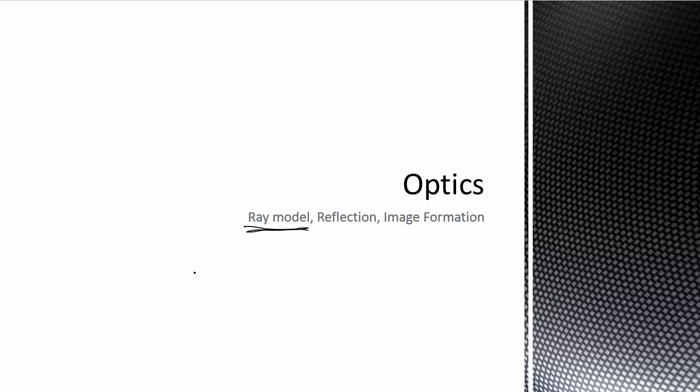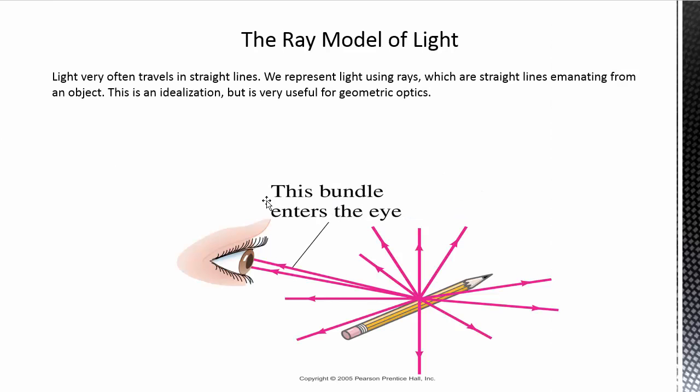We can explain how telescopes work and glasses and contact lenses and mirrors and all of these things just by thinking of light as traveling in a straight line and doing a bit of geometry. This is sometimes known as geometric optics because you just have to deal with angles and all sorts of things like that. Alright, so the ray model of light.